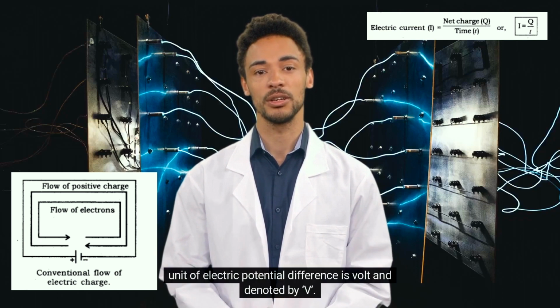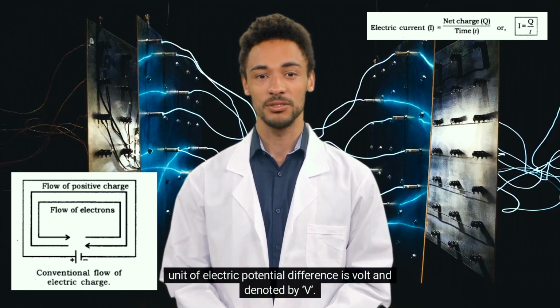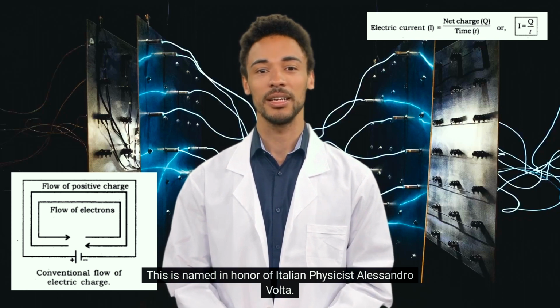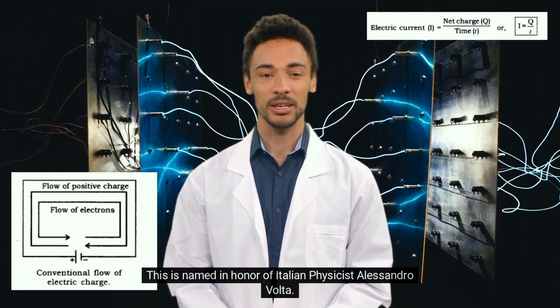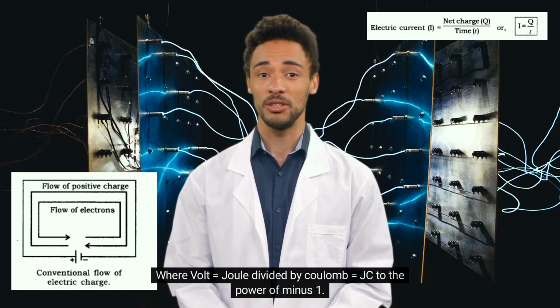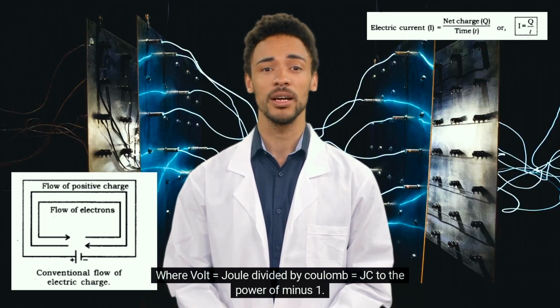The SI unit of electric potential difference is volt and denoted by V. This is named in honor of Italian physicist Alessandro Volta. Another way to write the unit: volt equals joule divided by coulomb, which equals J C to the power of -1.